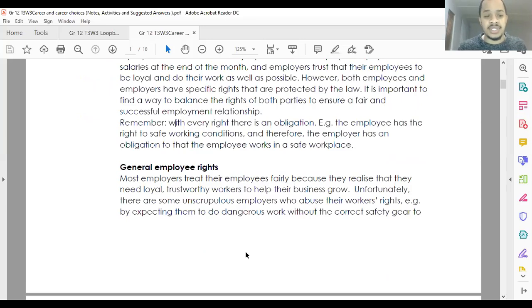Now let's look at the general employee rights. Most employers treat their employees fairly because they realize that they need loyal, trustworthy workers to help their business grow. Now, grade 12, let's think about this. If you are a restaurant owner and you have a very bad and terrible relationship with your workers, just think about all the clients that will be coming through those doors.